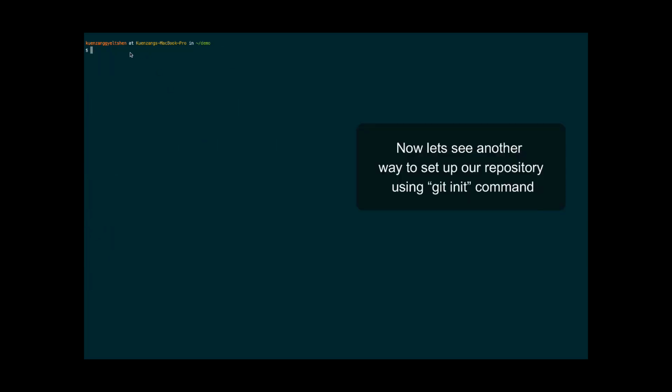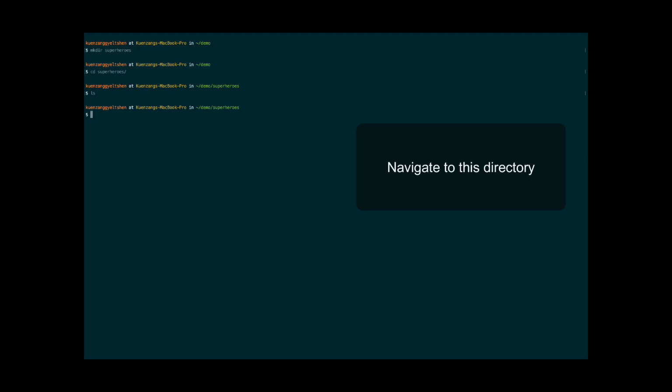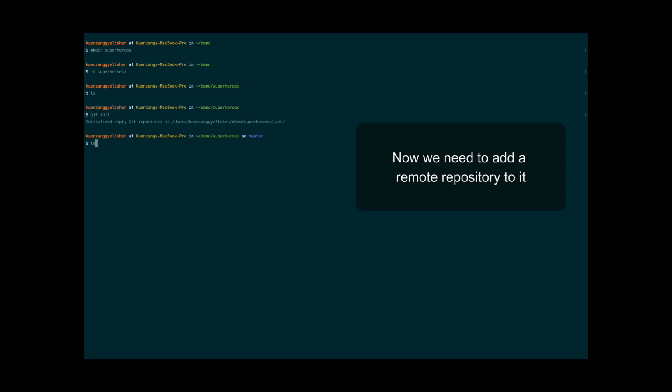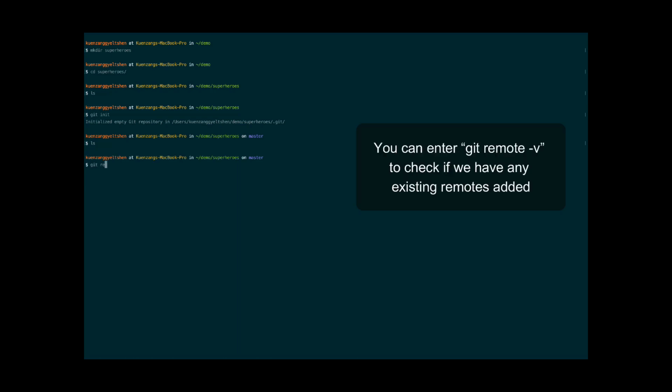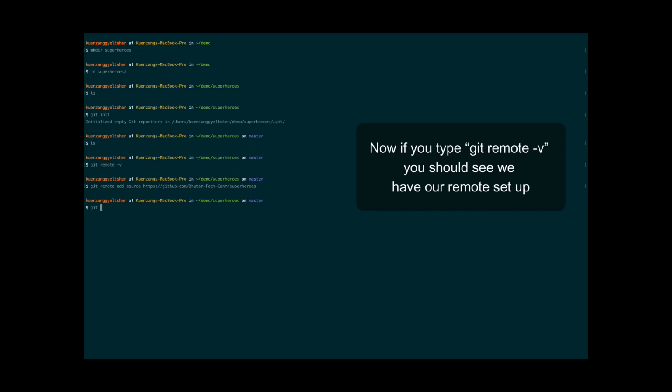Now let's see another way to set up our repository using the git init command. Create a new directory called superheroes, navigate to this directory. Enter git init. Now we need to add a remote repository to it. You can enter git remote -v to check if we have any existing remotes added. Enter git remote add, an alias, and your repository link to add a repository. Now if you type git remote -v, you should see we have our remote set up.